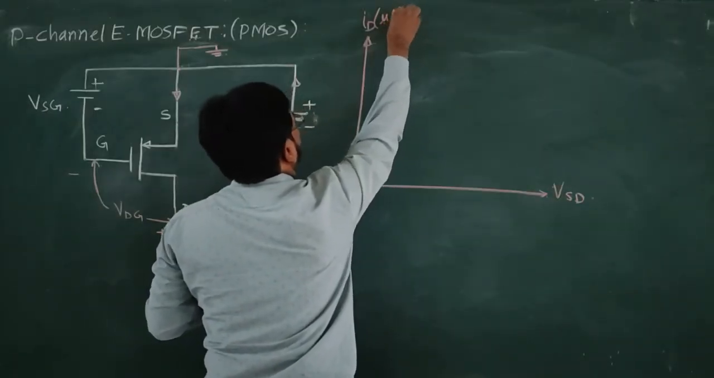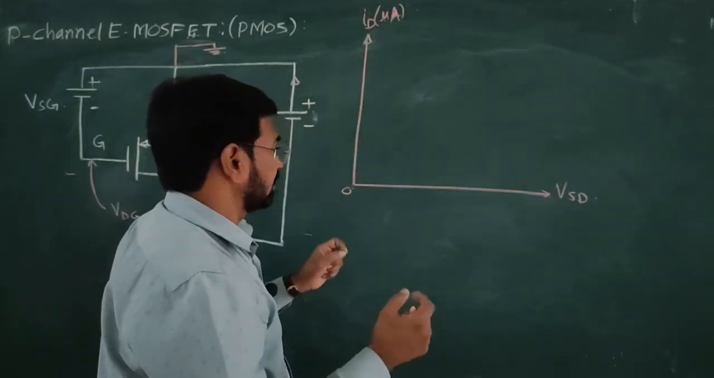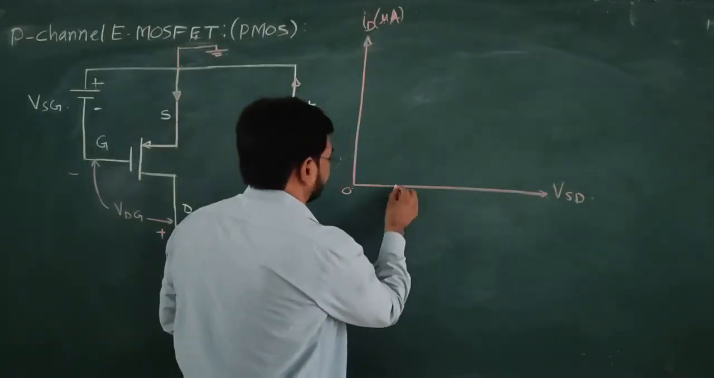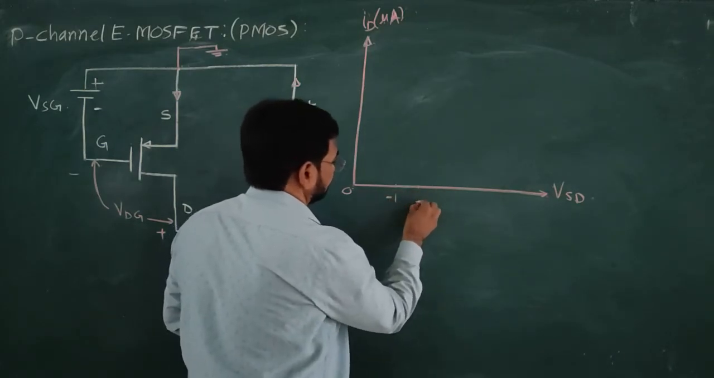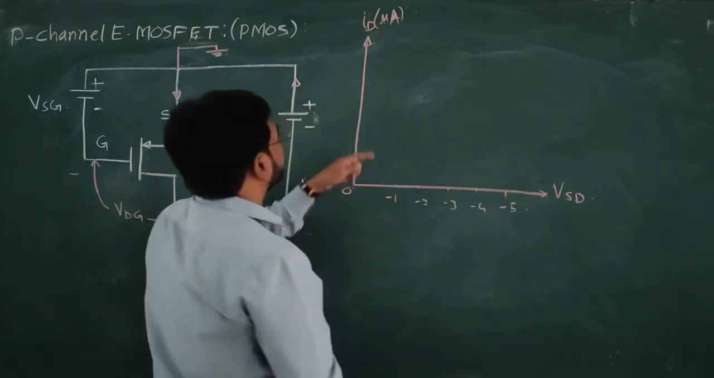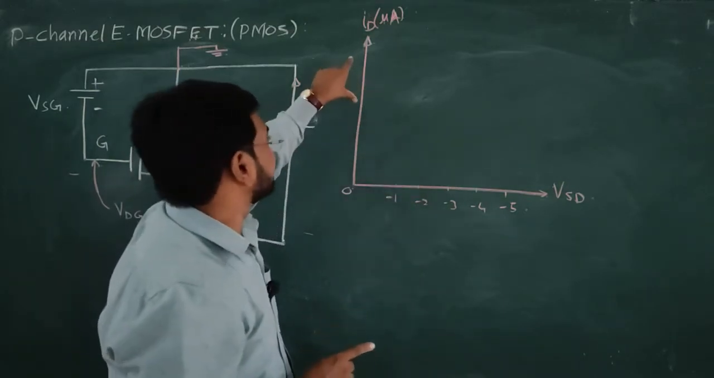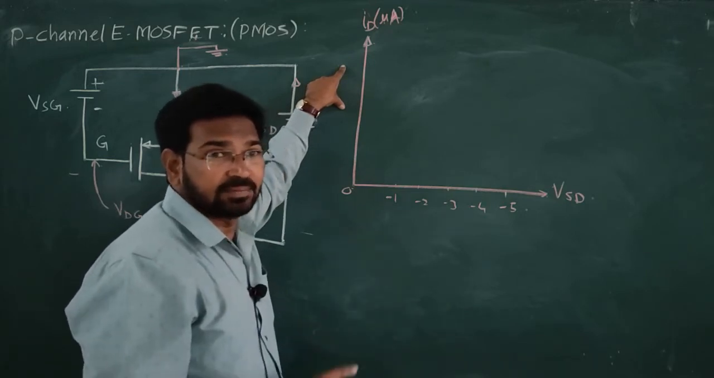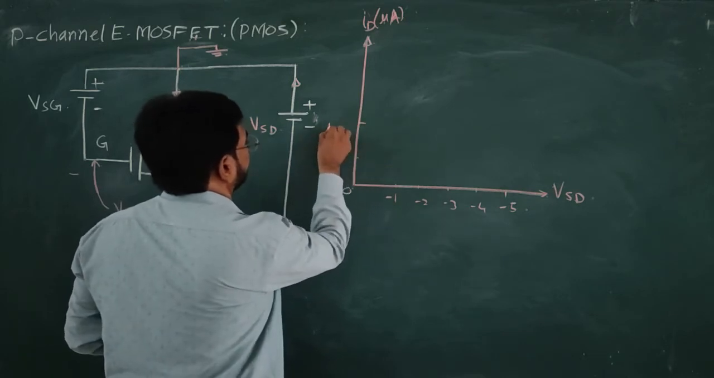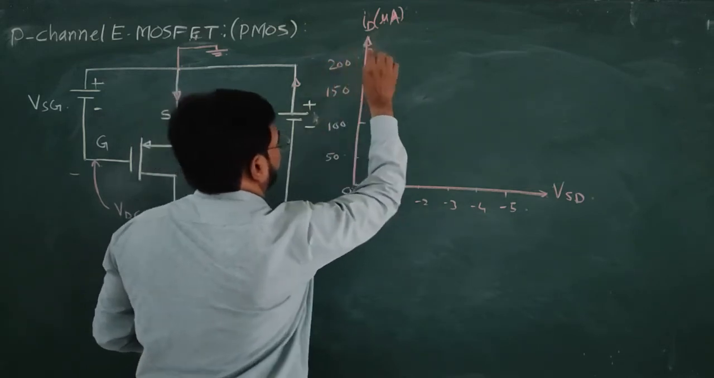Because the device dimensions are very small, it is in integrated form, therefore the currents and voltages are of small amount. Now, see, what is the VSD? VSD is negative, say it is minus 1, minus 2, minus 3, minus 4 and minus 5. The current is not negative. Okay. So, this is the reverse voltage, we are taking negative polarities, but the current is positive. Current can't be negative. Therefore, we can write here 50 microampere, 100 microampere, 150 microampere and 200 microampere.